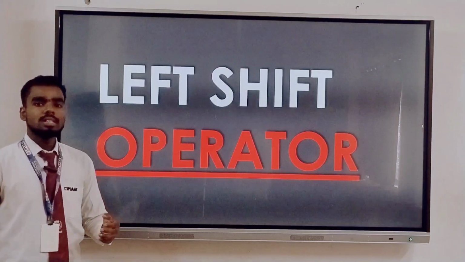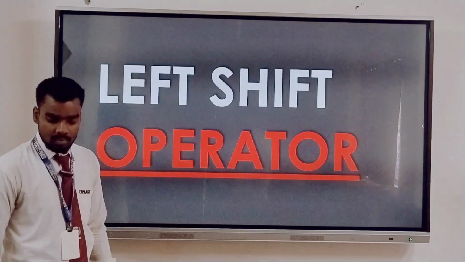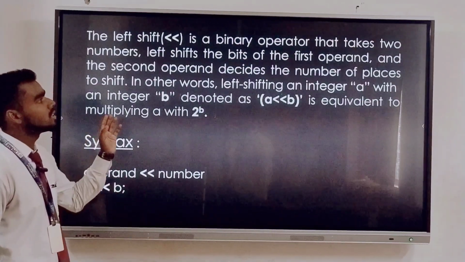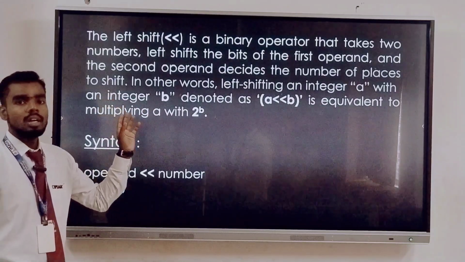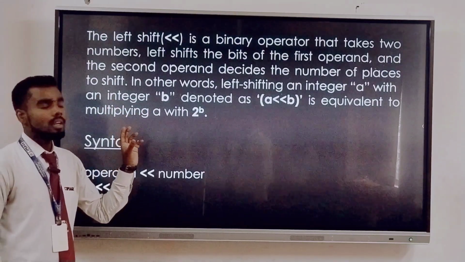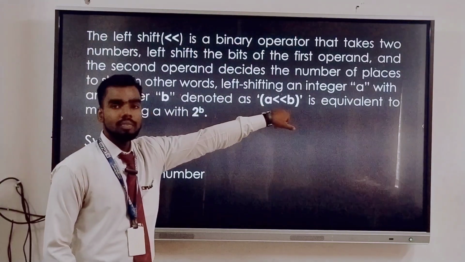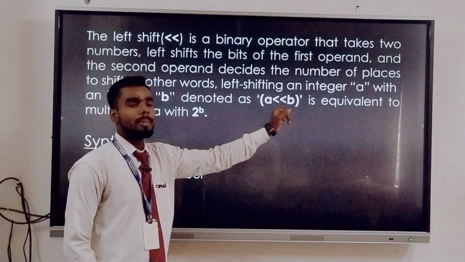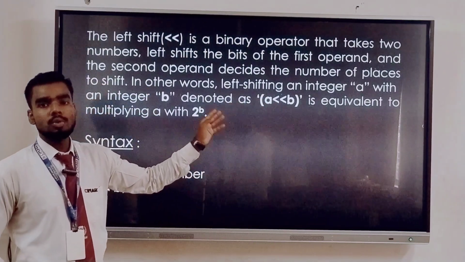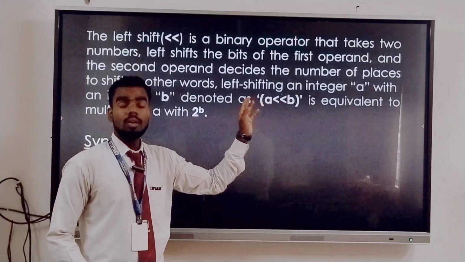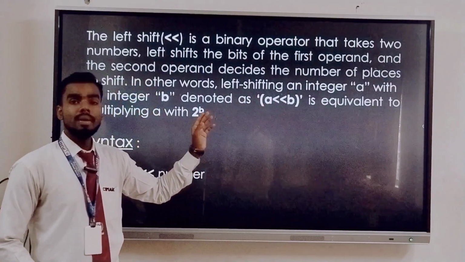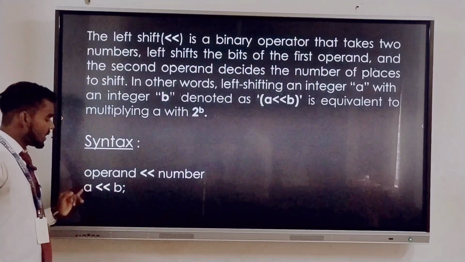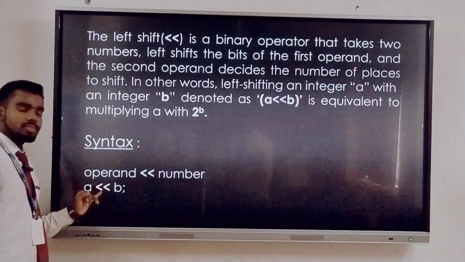So my topic, I am discussing the left shift operator today. So what is the left shift operator? Left shift operator is a binary operator that takes two numbers. There are two operands in the left shift operator. As you can see, this is the symbol of the left shift operator. It can be read as A left shift B, where A is the value which we want to shift and B is the number of bits we want to shift A by. Its syntax is given as A << B.